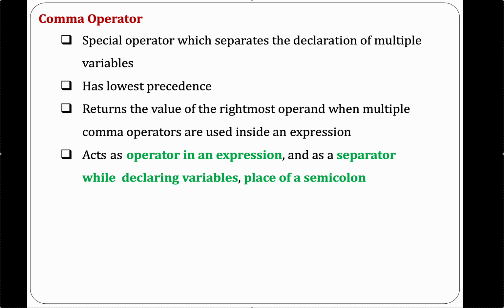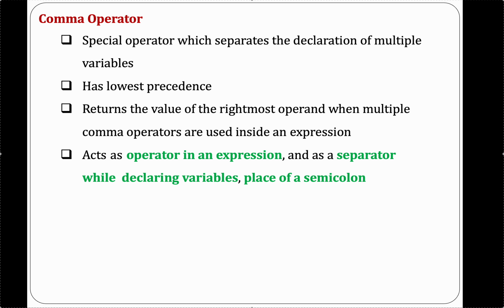So when you declare a variable, how will you declare a variable? a equal 5. 5 is a value, a is a variable name, and a comma followed by b equals 6. What does it mean? There are two variables which are separated by a comma. And this is the only operator which has the lowest precedence. Among so many operators, this one has the lowest precedence, and it returns the value of the rightmost operand when multiple comma operators are used inside an expression.